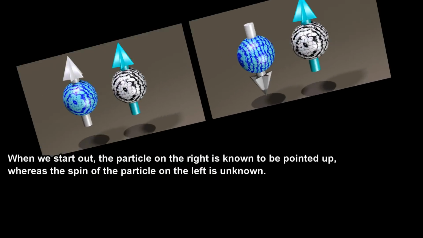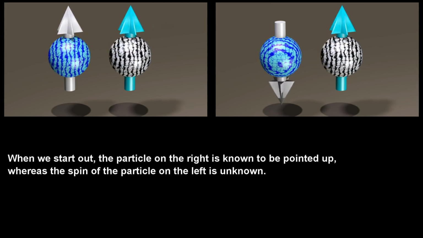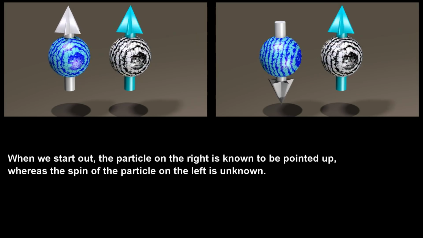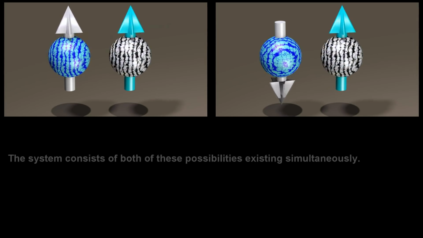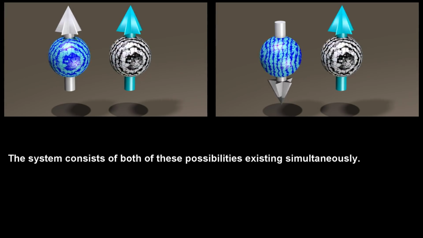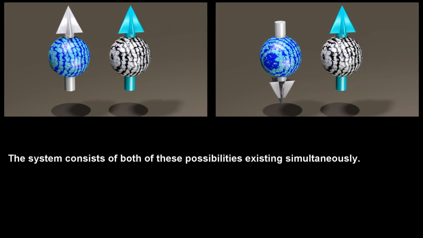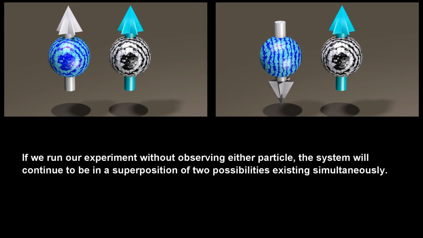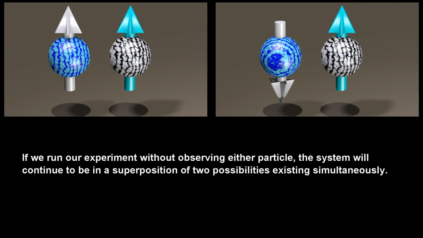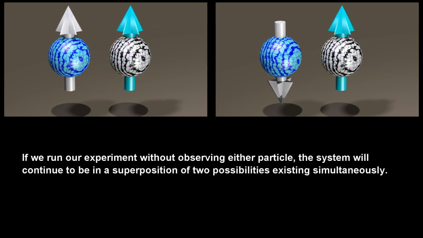When we start out, the particle on the right is known to be pointed up, whereas the spin of the particle on the left is unknown. The system consists of both of these possibilities existing simultaneously. If we run our experiment without observing either particle, the system will continue to be in a superposition of two possibilities existing simultaneously.